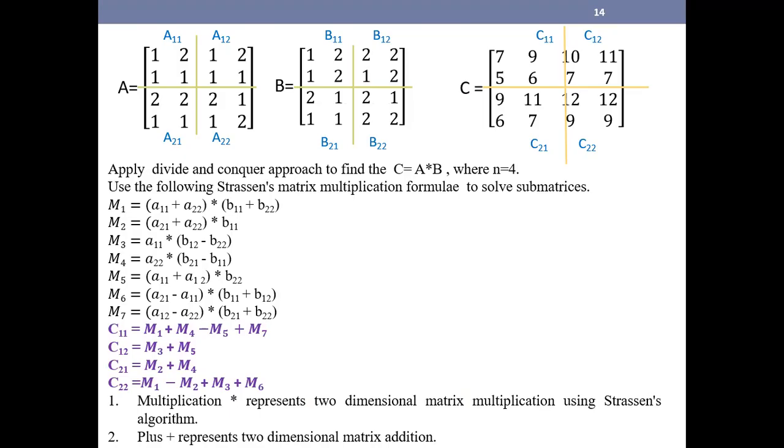Here A11 represents not a scalar value but a 2-dimensional matrix. A, B, everything is a 2-dimensional matrix. Plus represents 2-dimensional matrix addition and star represents 2-dimensional matrix multiplication. Here, for a 4 cross 4 matrix, plus and star represent 2 cross 2 matrix addition and multiplication, not scalar operations.